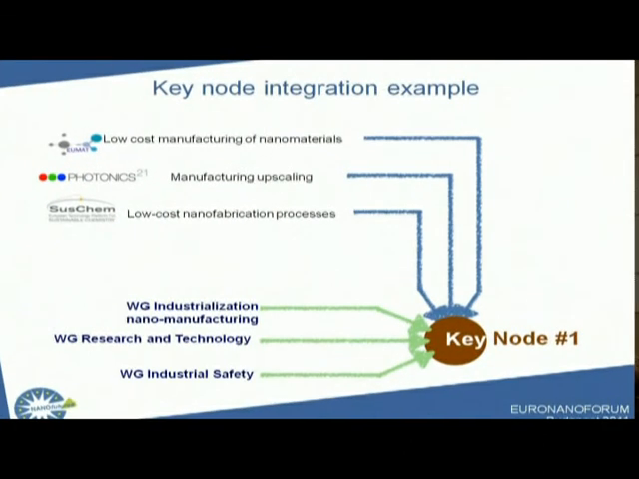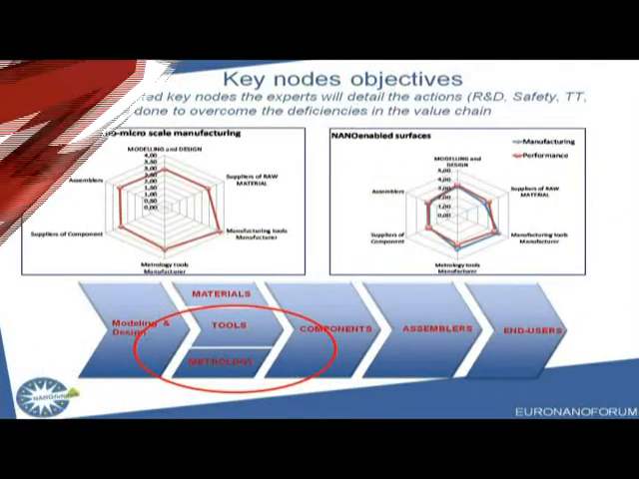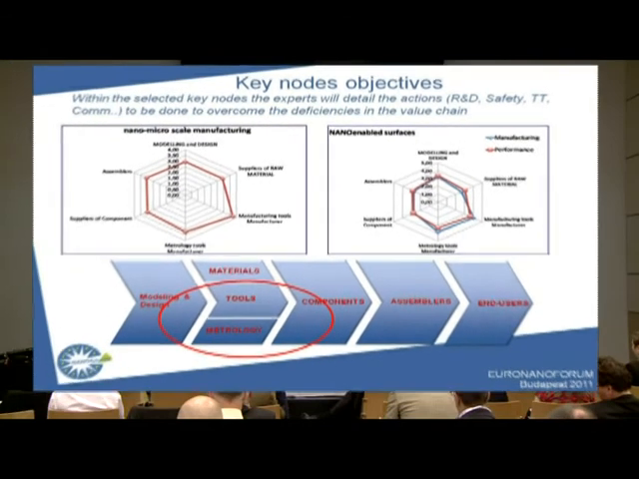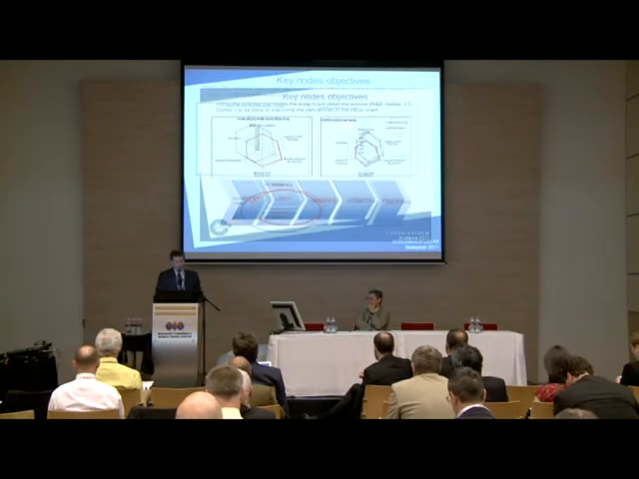And now we are in the phase of constituting the group related to each keynote. The keynote is a working group with embedded experts from the different platforms and the different working groups, in order to cover the objective of the keynote. The general aim of the keynotes is to identify the deficiencies in the value chain. You see here a couple of examples, for instance for nano microscale manufacturing and for nano-enabled surfaces, another view of the questionnaire.